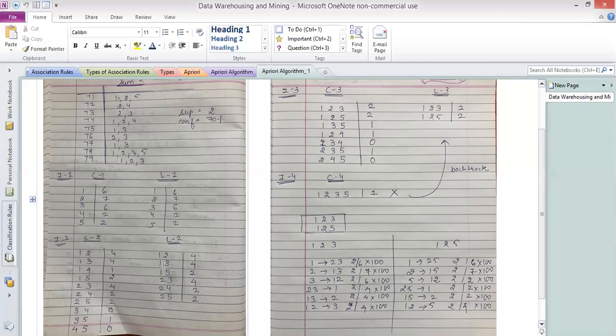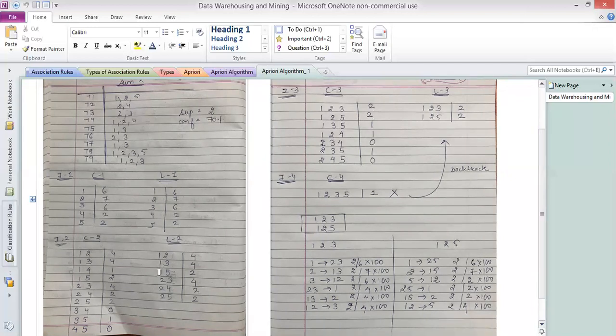Okay, next is 1, 3. So you check 1, 3 and 1, 5 have got 1 in common, so you can write 1, 3, 5 here. Then 1, 3 and 2, 3 have got 3 in common, so it is 1, 2, 3, which is already there. 1, 3 and 2, 4 have got nothing in common, so you don't take it. 1, 3 and 2, 5 have got nothing in common, so ignore it.